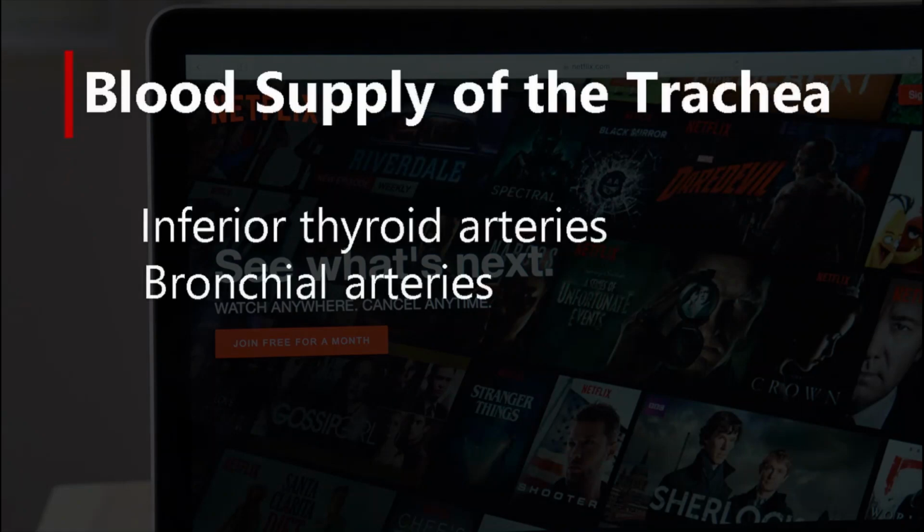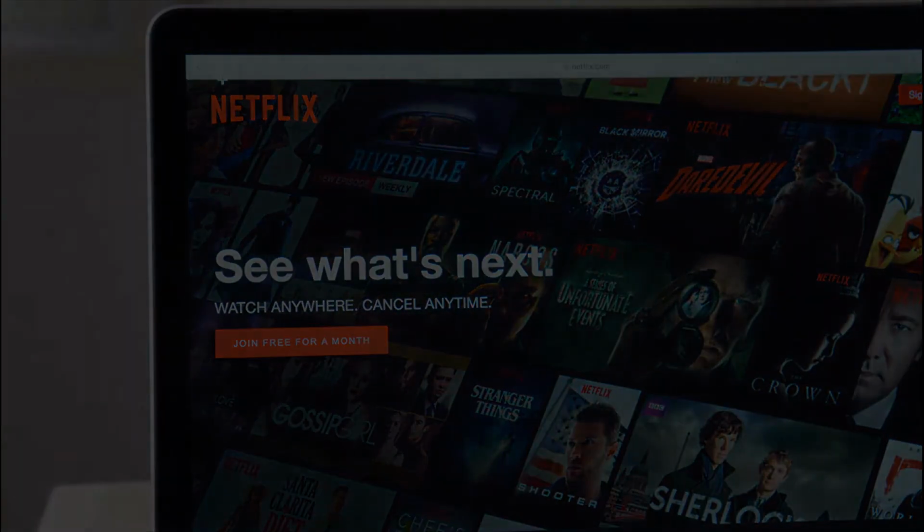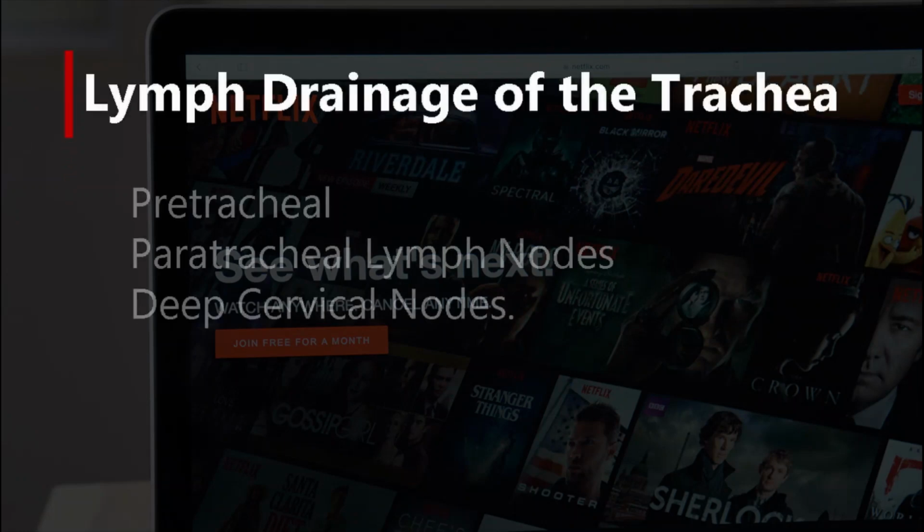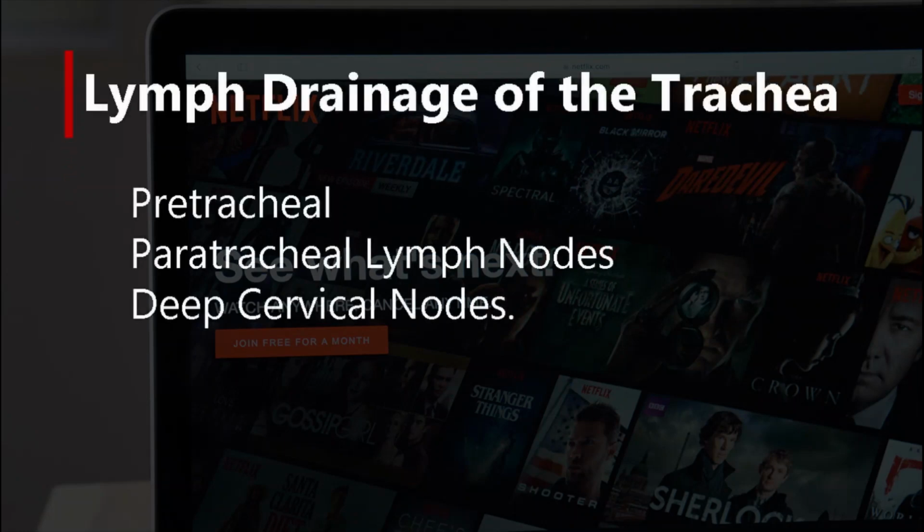So, blood supply of the trachea. The upper two-thirds are supplied by the inferior thyroid arteries, and the lower third is supplied by the bronchial arteries. Lymph drainage of the trachea. The lymph drains to the pretracheal and the paratracheal lymph nodes and the deep cervical nodes.